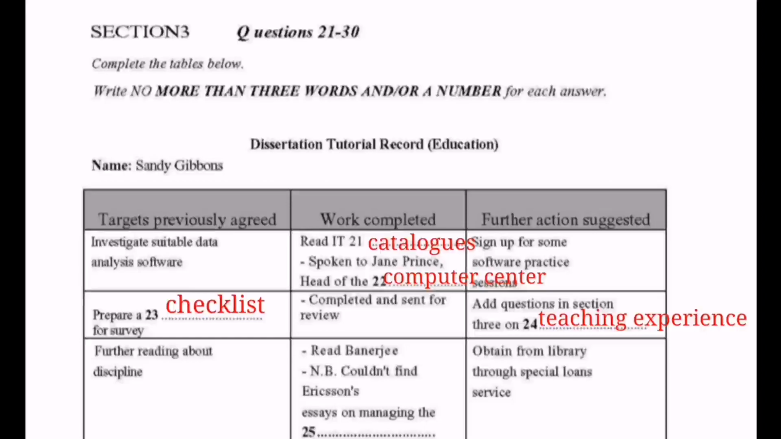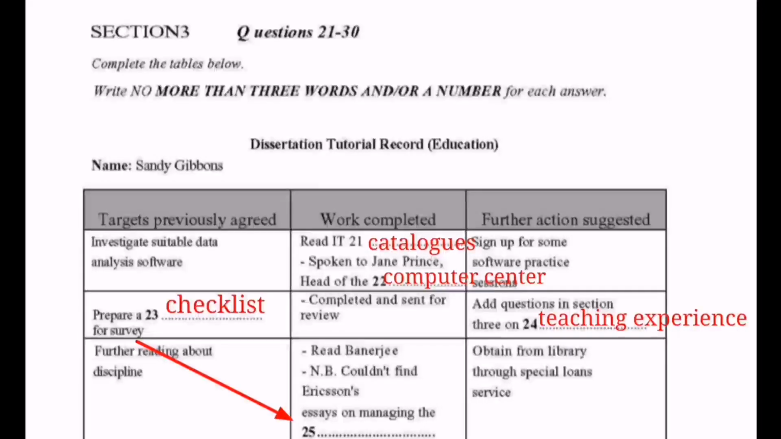Yeah. The speaker has said you really need to add questions in section 3 on teaching experience. So our answer for question number 24 is teaching experience.